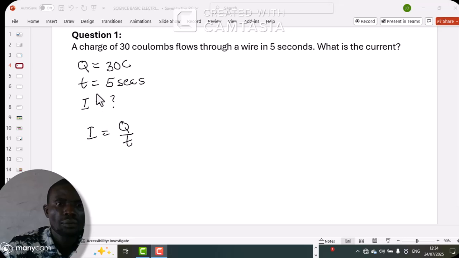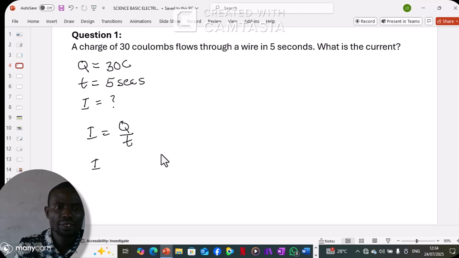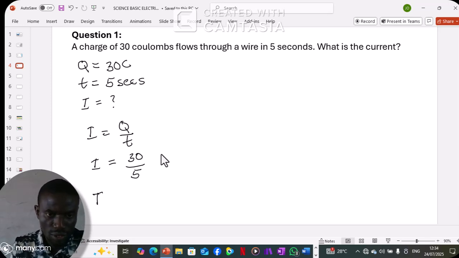Now Q equals 30. So when you substitute, the current I will now be 30 divided by 5, because Q is equal to 30 and time T equals 5. So the current will now be 6 amperes, because 30 divided by 5 equals 6. That will be 6 amperes.